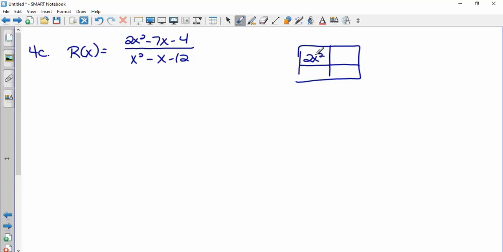You have a 2x squared minus 4. Those multiply to a -8, and they need to add to a -7. So what would that be? Okay, so 2x squared and -8x, we could take out a 2x. 1x and -4, take out the 1. 2x squared and 1x, take out x and -4.